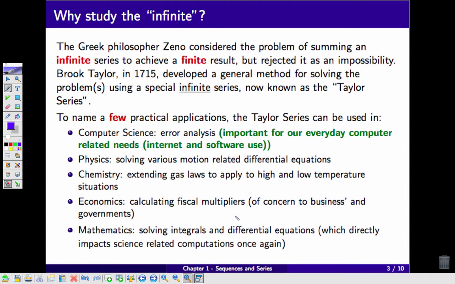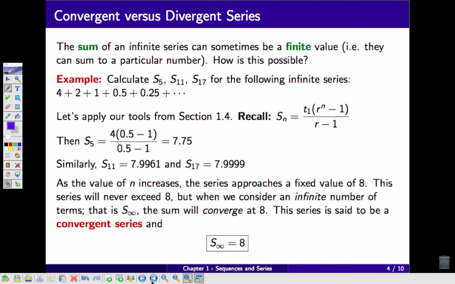So this slide goes through some of the applications of this. Read through that, and of course there are massive applications to this in pure mathematics. We're going to be dealing with pretty much an unapplied area right now. But I talked about converging and diverging.